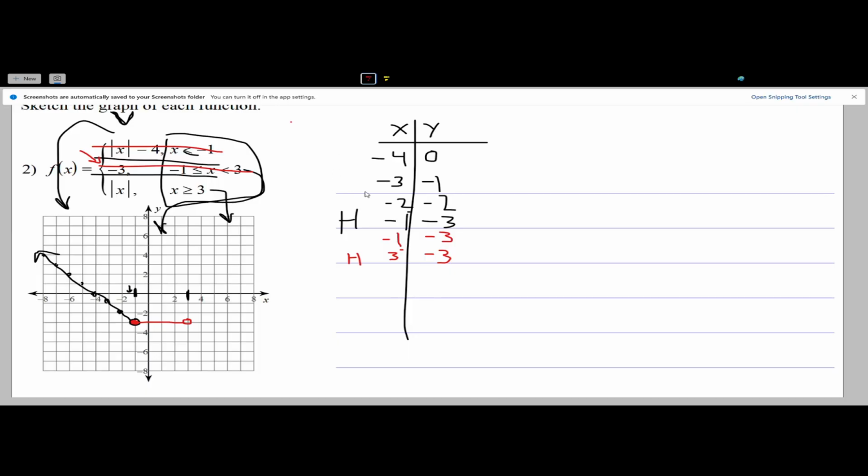Finally, we got the last one here. Gosh, let's use pink. Why not? This is just an absolute value graph. Very classic. X is greater than 3. So we are just going to start here at +3 for our last one. So if I put a +3 in here, the absolute value of +3 is just 3. So this time we are going to see a bit of a break in our graph. A discontinuity is what it's called.